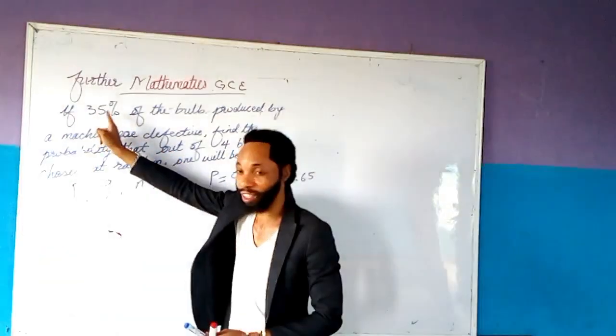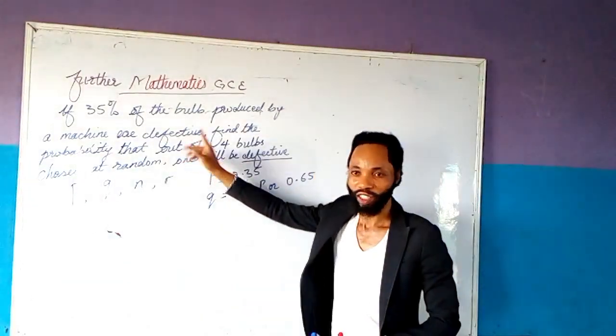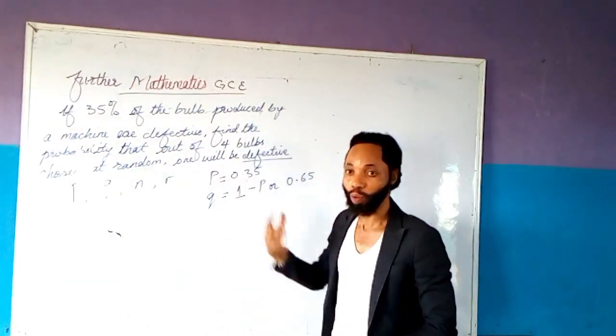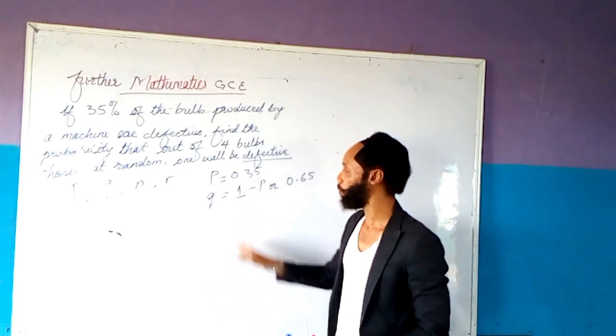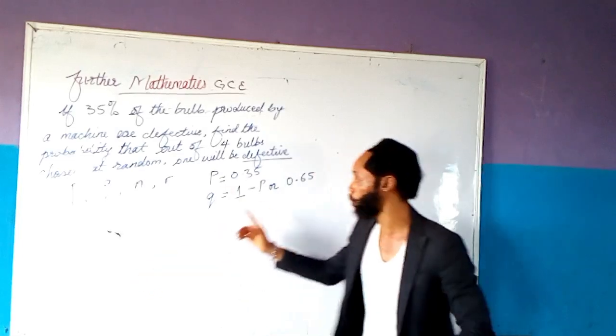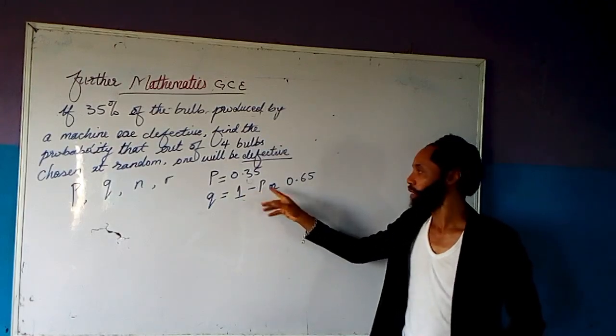Remember, I said 35% of the bulbs produced by a machine are defective. So if 35% are defective, that means the probability of getting a defective bulb is 0.35. Now, the probability of getting a not defective bulb is what? 0.65, or you say 1 minus P, which is 0.65.